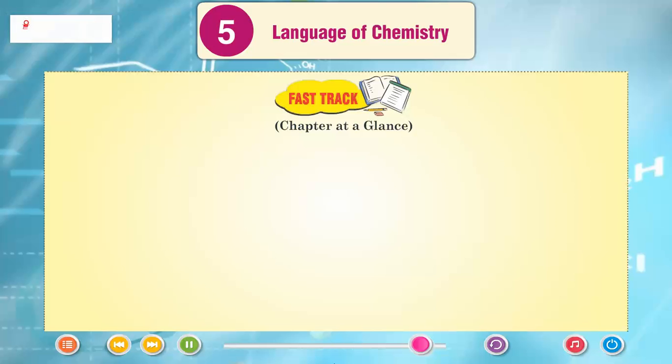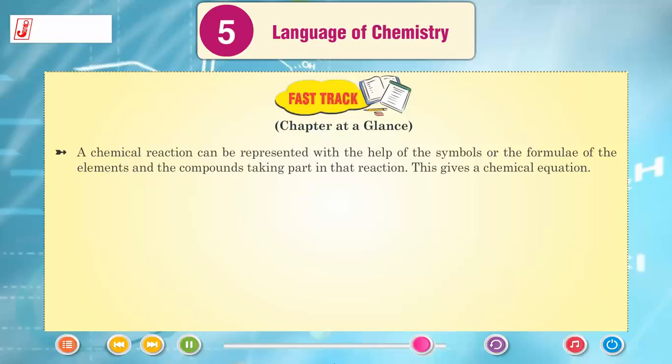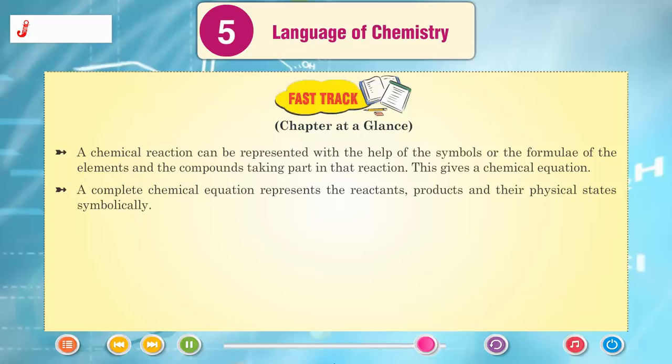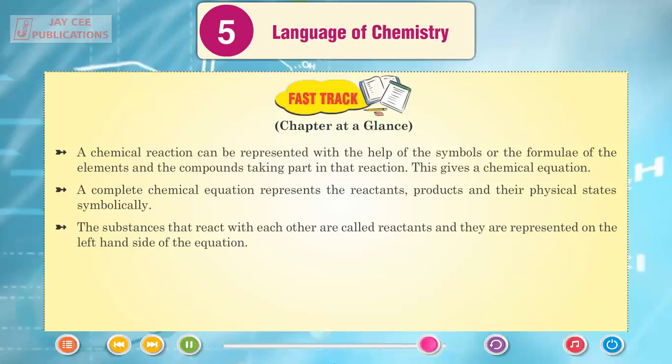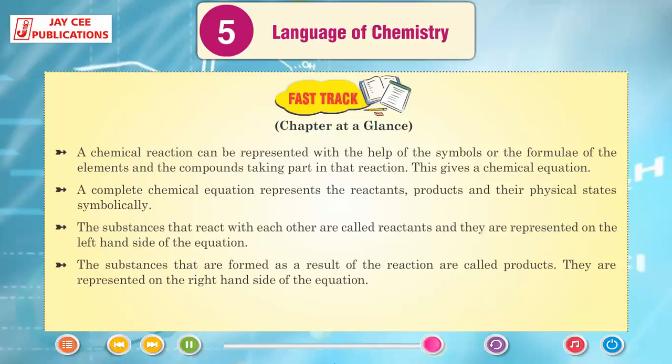Fast track: chapter at a glance. A chemical reaction can be represented with the help of the symbols or the formulae of the elements and the compounds taking part in that reaction. This gives a chemical equation. A complete chemical equation represents the reactants, products and their physical states symbolically. The substances that react with each other are called reactants and they are represented on the left hand side of the equation. The substances that are formed as a result of the reaction are called products. They are represented on the right hand side of the equation.